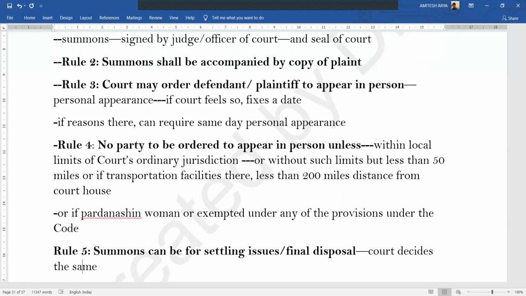Then there are certain categories of people who have been exempted under the code. Section 133 is an example, or a Pardanasheen woman, a woman who ordinarily does not come out in public. They are not required to come for personal appearance.